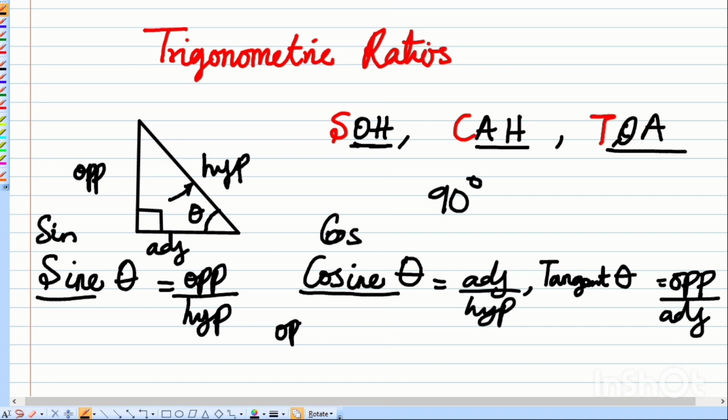Sine is opposite over hypotenuse, right? If you divide it by cosine, which is adjacent over hypotenuse, you're going to get tan. So tan is just the ratio of sine and cosine.